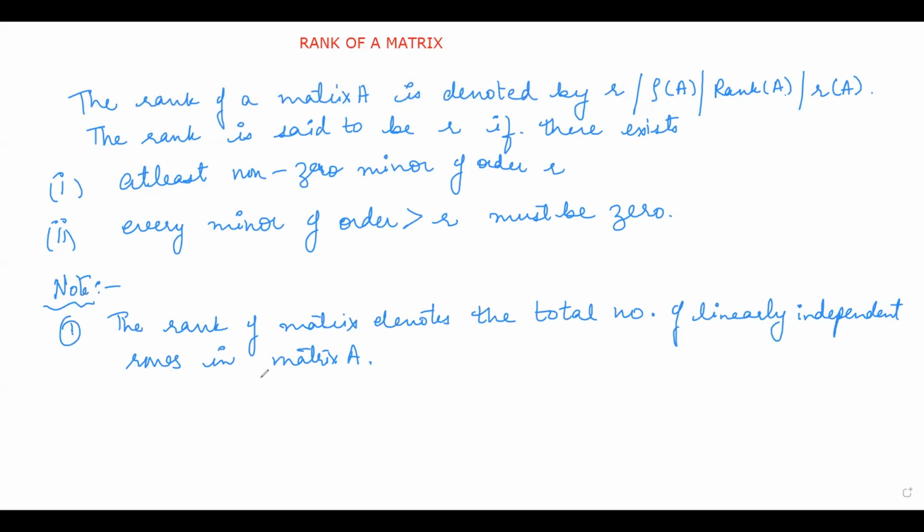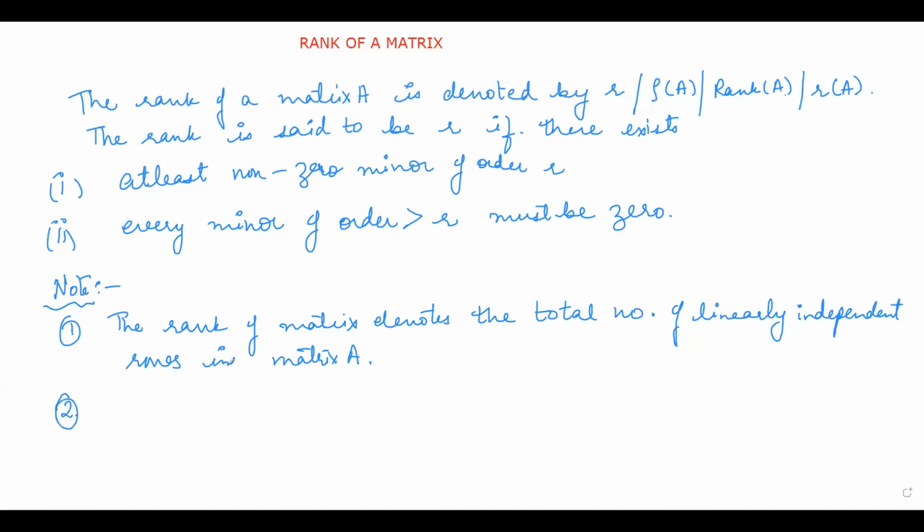So when we'll be performing the elementary row operations, and we'll be talking about the echelon form, we are reducing the matrix to an upper triangular or a lower triangular matrix. After converting it into the upper or the lower triangular matrix, we'll be calculating the number of the non-zero rows. That would be the rank of the matrix. So there are two ways. First, the rank of the matrix denotes the total number of linearly independent rows.